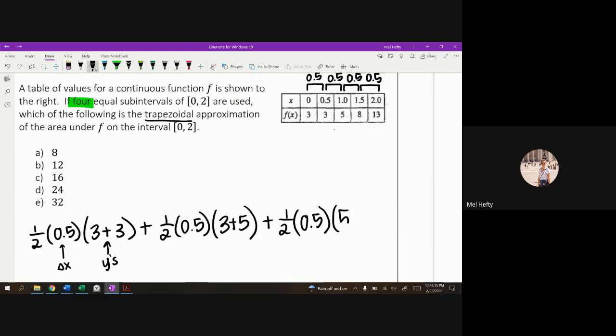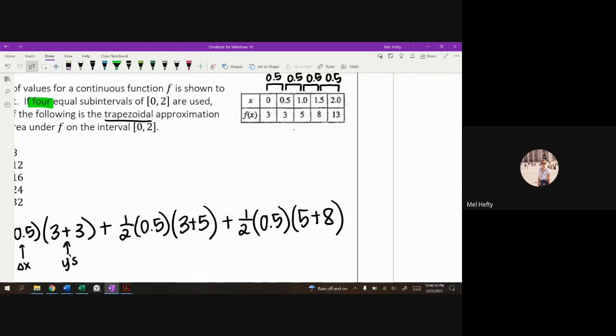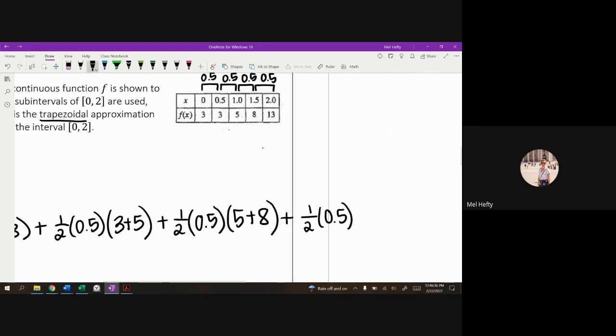5 plus 8. These are so close to Fibonacci numbers. Because the 5, 8, 13 is, and the 3, 5, 8, 13. It's all Fibonacci. What's the last one look like? 1/2, 0.5, 8 plus 13. Now, this is an actual AP test question. I'm going to tell you it was non-calculator.